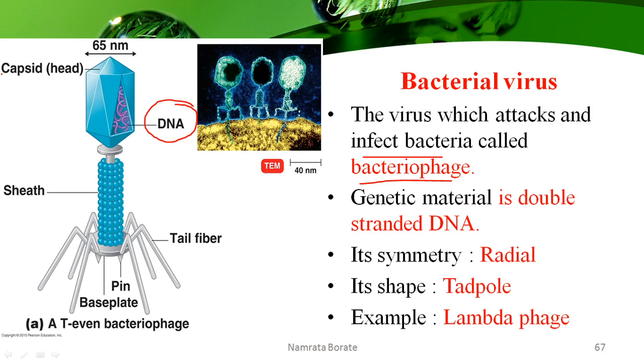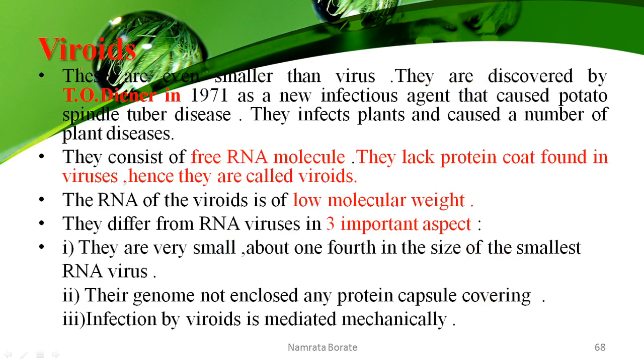It shows three parts. The first one is the head piece, the second one is the sheath, and the next one is the base plate. In the base plate, there is a presence of tail fibers. The next phenomenon we see is the viroids. These are even smaller than viruses.